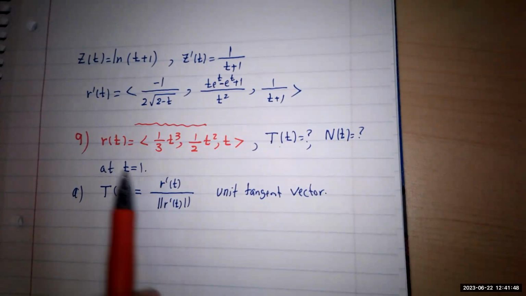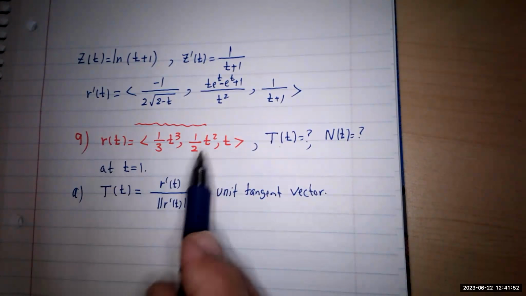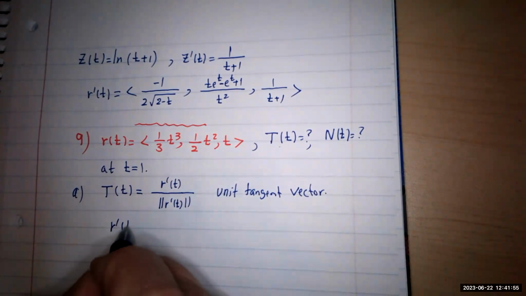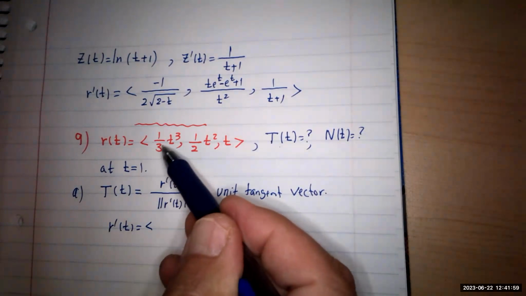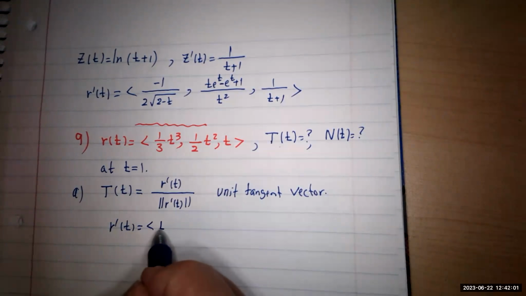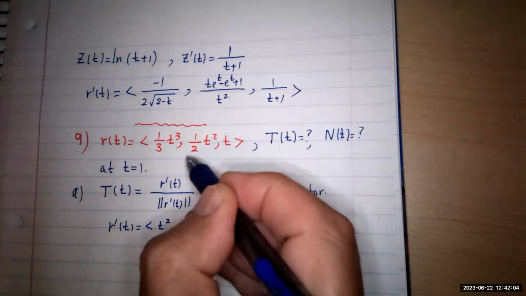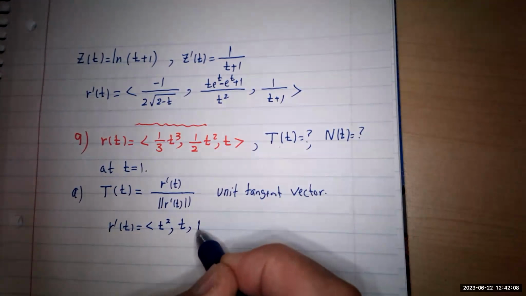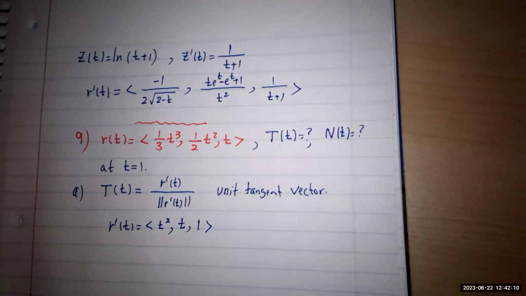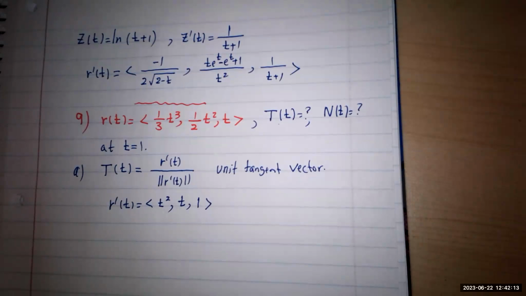We need r prime. Differentiate. So what is going to be r prime? r prime of t, differentiate component by component. That's easy. 3 times 1/3 would be 1, so we get t squared. Then the derivative of 1/2 t squared gives you just t, and the derivative of t is 1. So that would be r prime of t. In this problem, they ask to find it at t equal to 1, so we can evaluate it.